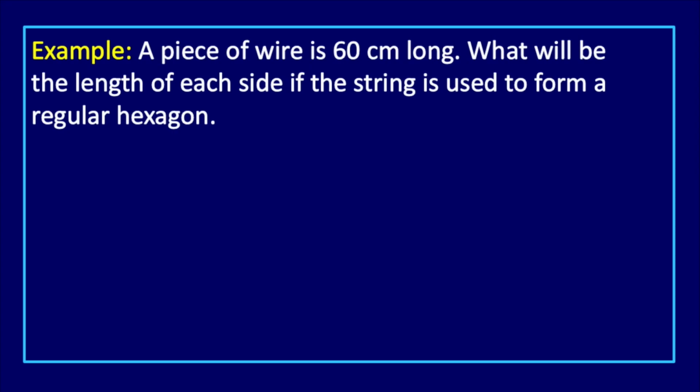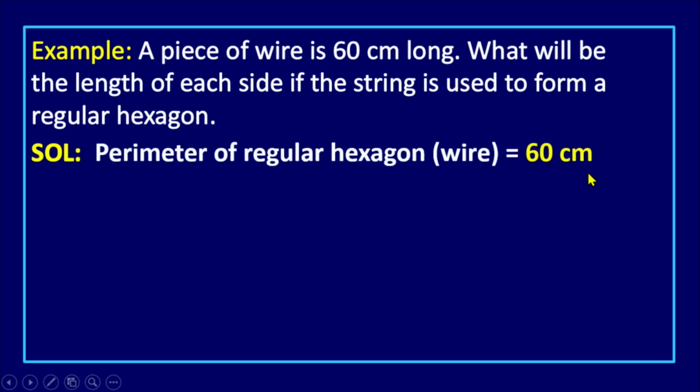So, let us take an example, children. A piece of wire is 60 centimeters long. What will be the length of each side if the wire is used to form a regular hexagon? So, let us start the solution, children. First, clearly go through the question and understand what is given to you. Here a wire is given whose length is 60 centimeters and it is made into which one, children? A regular hexagon. That means a 6-sided figure, and that too all the 6 sides are equal, isn't it, children? That means the perimeter of the regular hexagon is 60 centimeters, because with this 60 centimeter wire only the hexagon is made. So, the perimeter of the regular hexagon will be 60 centimeters.